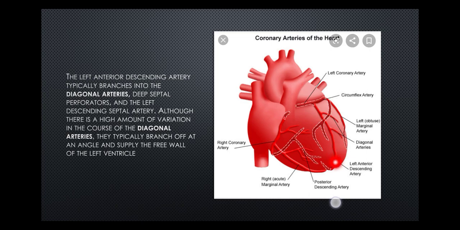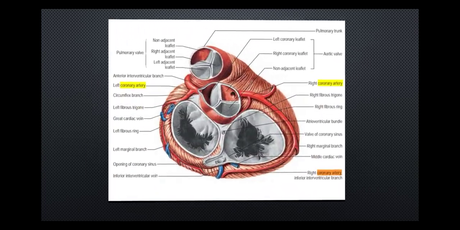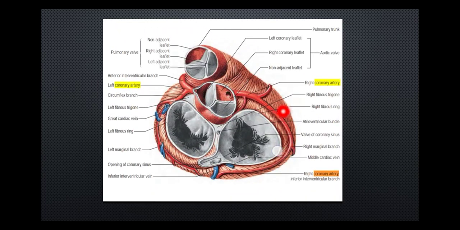Although there is a high amount of variation in the course of diagonal arteries, they typically branch off at an angle and supply the free wall of the left ventricle. This is again the same picture highlighted, the left coronary artery arising from the left sinus and then turning around the pulmonary artery. Whereas this is the right coronary, it gives off the right marginal branch here.